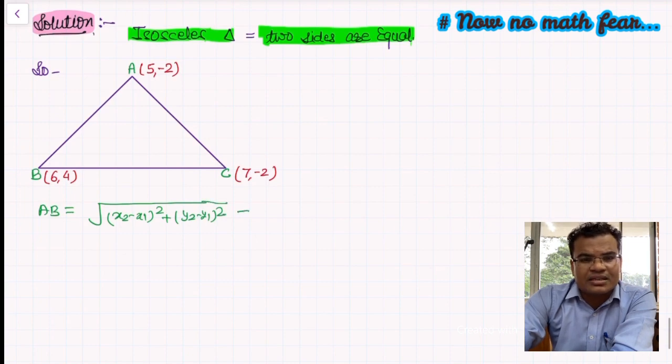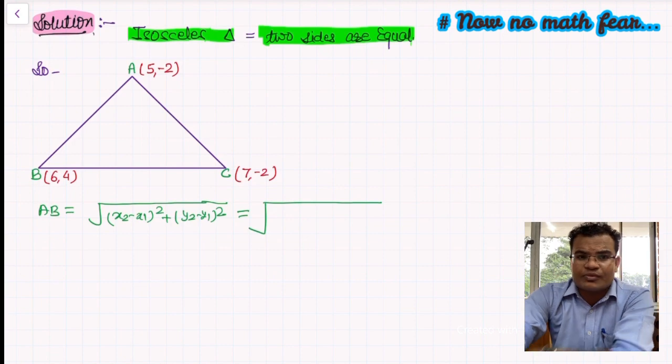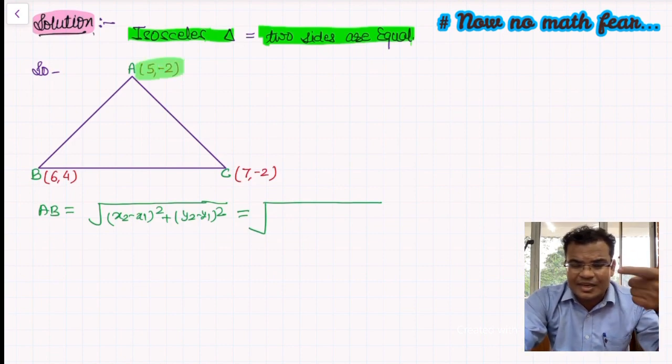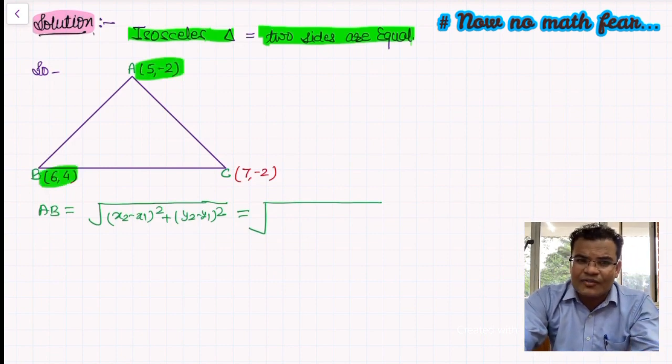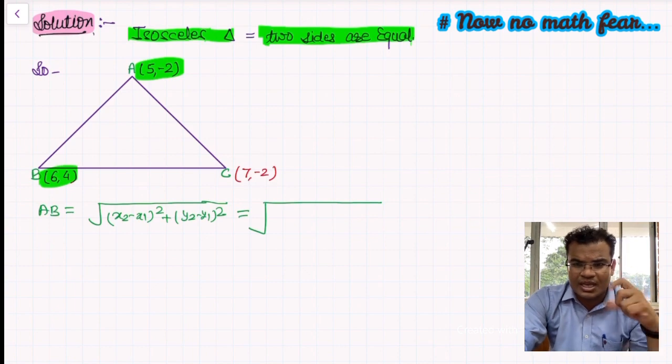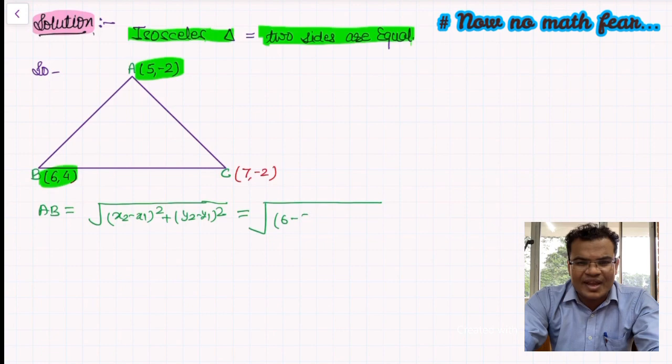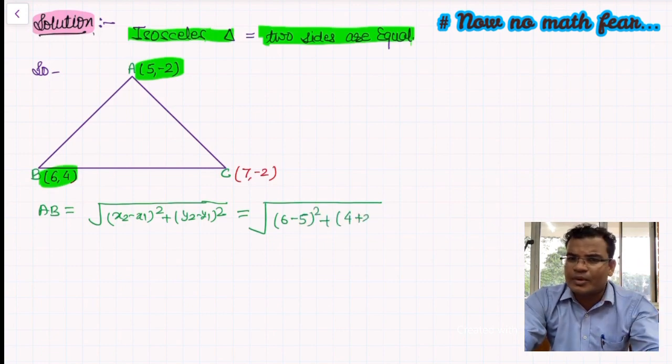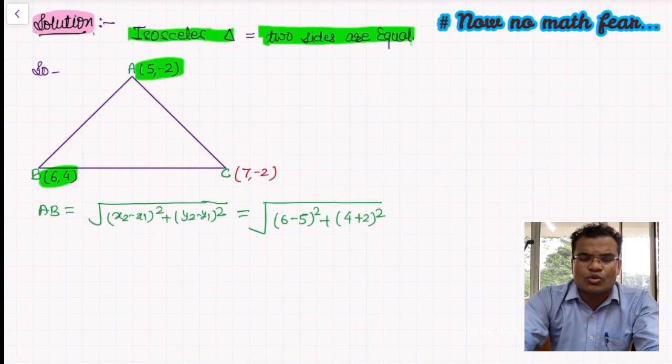So this is my distance formula. Now I put the values x2 minus x1: A is 5 comma minus 2 and B is 6 comma 4. So B minus A: 6 minus 5 whole square, and 4 minus minus 2. So minus 2 will become plus 2, so I will write here 4 plus 2 whole square.